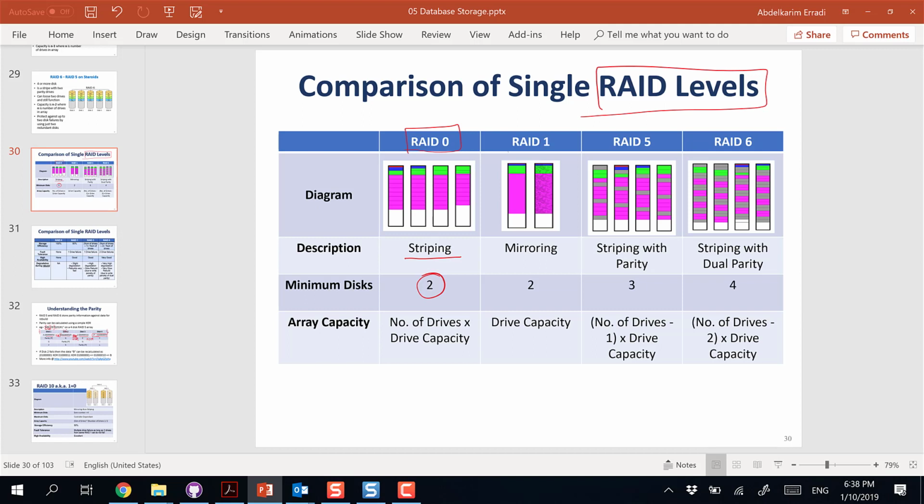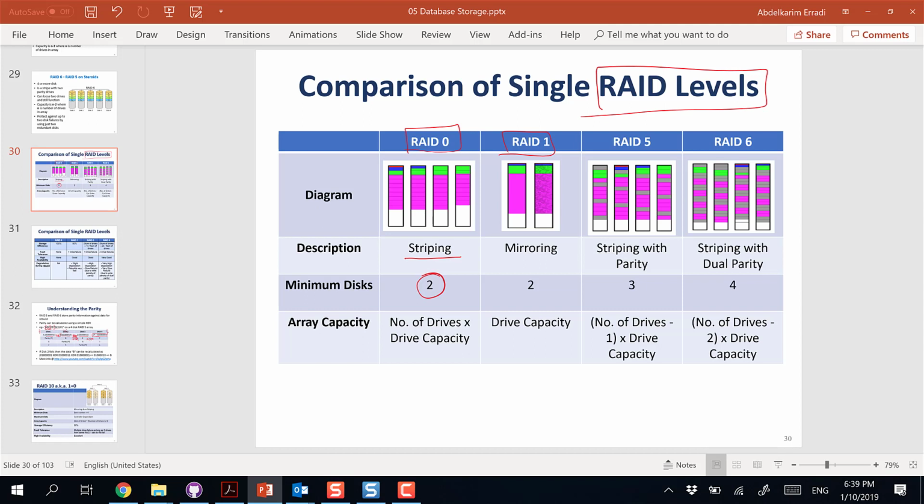Now RAID 1 is mirroring, which means I write the same blocks to 2 disks. Of course, in RAID 0, if I lose 1 disk, I lose my data. In RAID 1, I can afford to lose 1 disk. In terms of capacity, I get the capacity of 1 disk. The write will not be improved. The read can be improved because I have multiple copies of the same data.